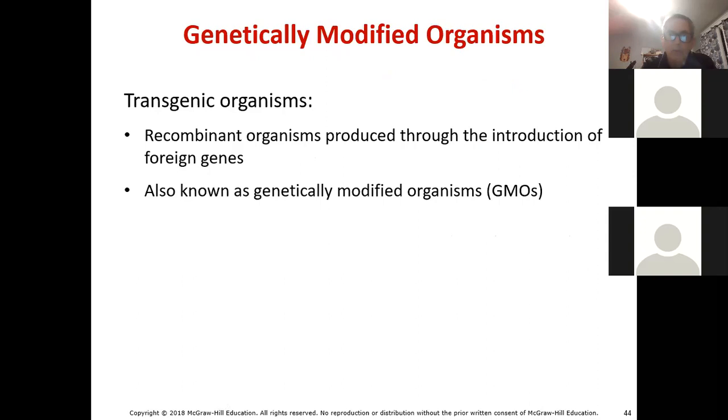Transgenic organisms are anything that's genetically modified. GMOs are transgenic, can be plant or animal. They've had genes introduced into them.